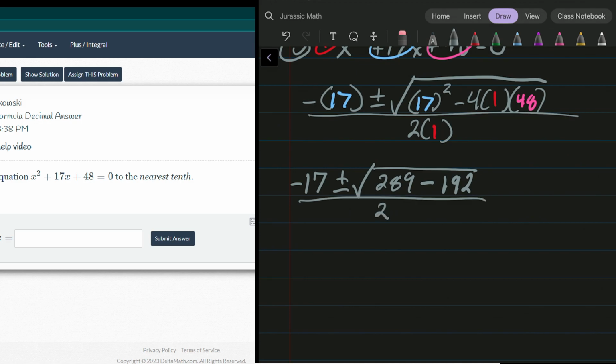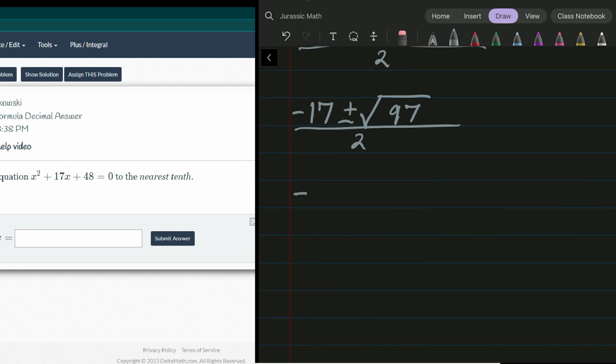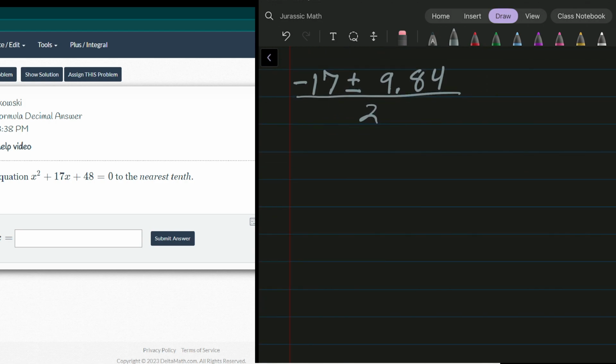over 2. Now I'm going to do my subtraction. Negative 17 plus or minus the square root. 289 minus 192 is 97. Yep, that is definitely not a perfect square. Because 9 times 9 is 81 and 10 times 10 is 100. So the square root of 97, and like I said, I'm going to keep 2 numbers after the decimal first. Just because I keep finding out that it's weird rounding. So negative 17 plus or minus 9.84 over 2. And then just like the last one, we're still going to split it.